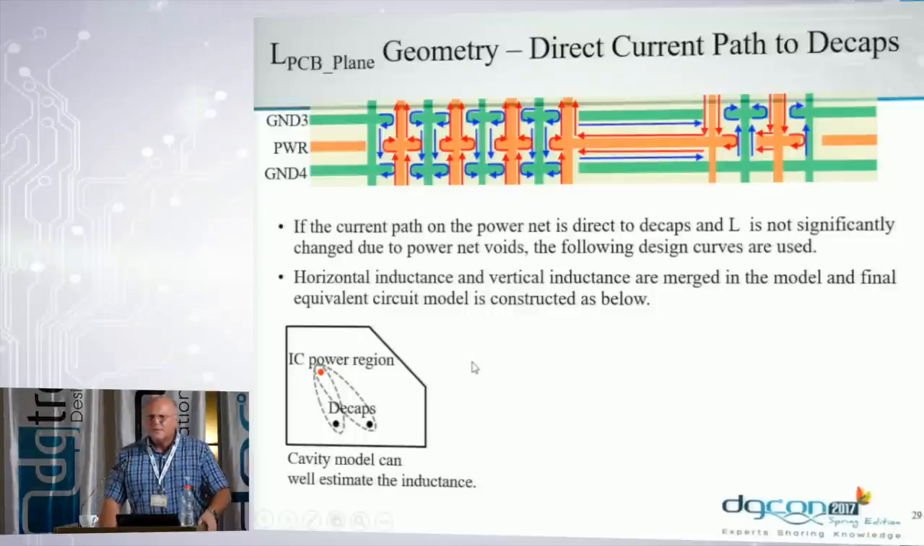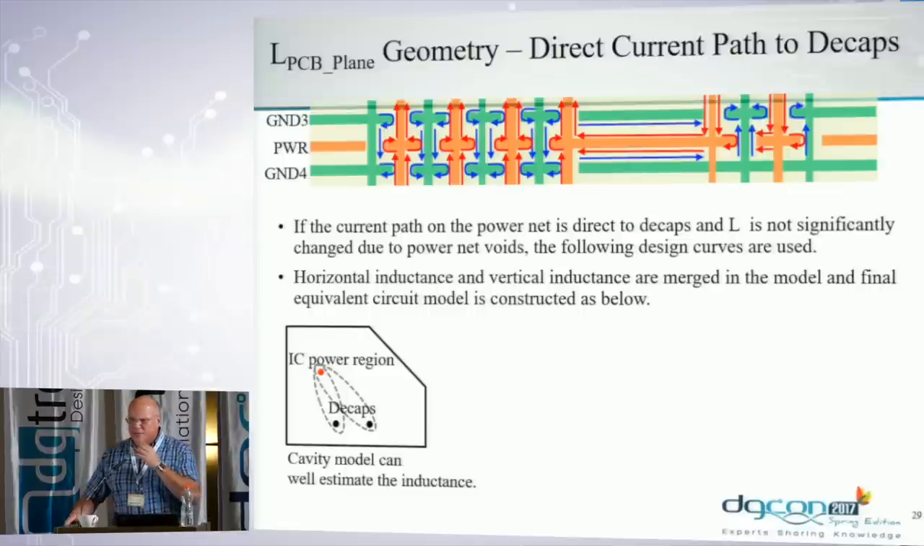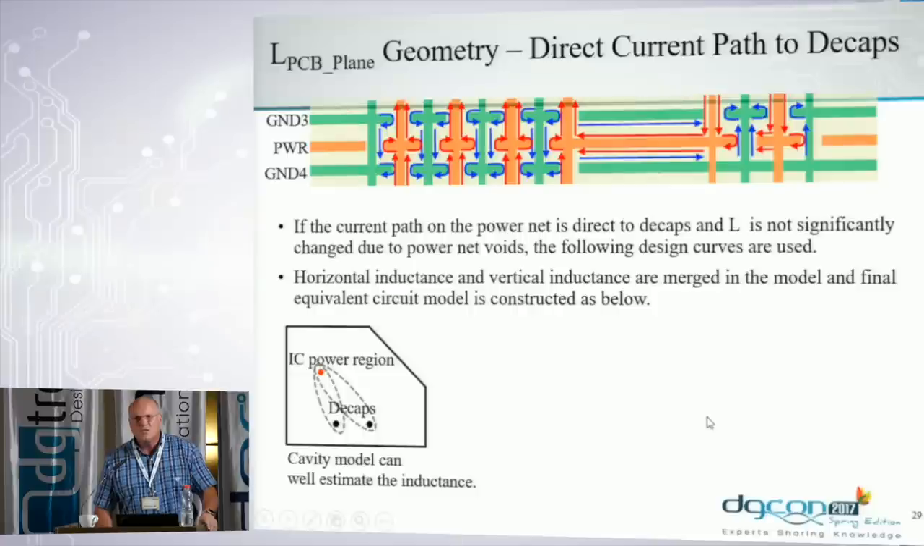The calculations that I'm going to give you here are calculations where the current path to the decoupling capacitor is not interrupted by a slot. It's direct. It's not going around a corner or anything like that. In the previous geometry that I showed you last hour, for this 28-layer design, it had a sort of strange area fill. It had voids in it, but the voids were such that those voids didn't significantly impact the plane inductance.